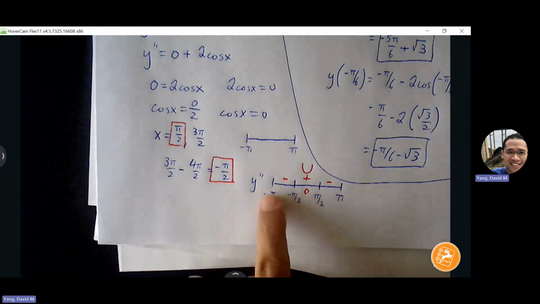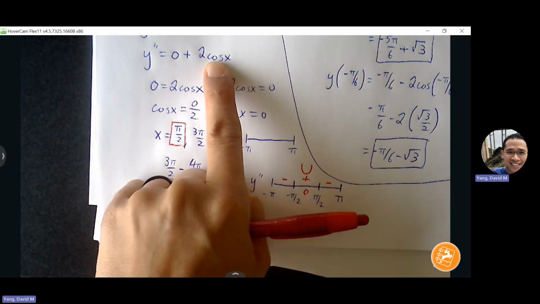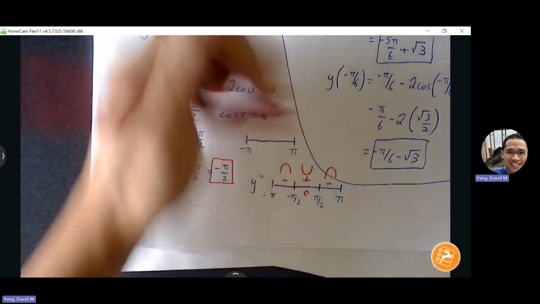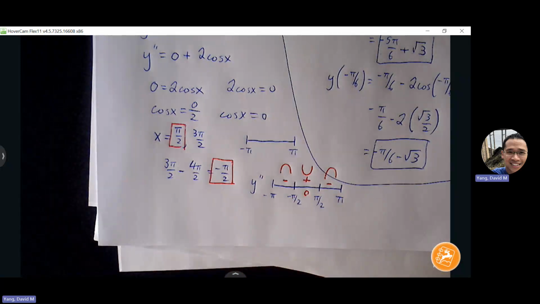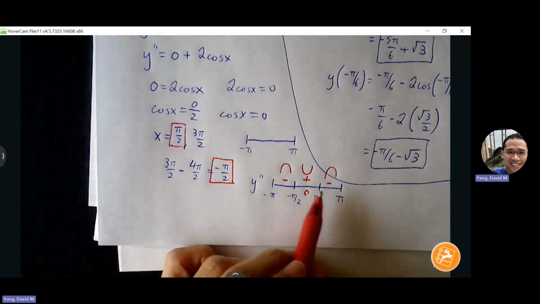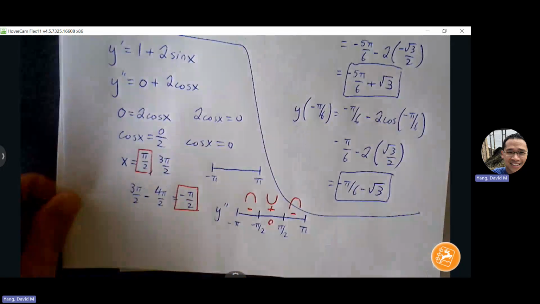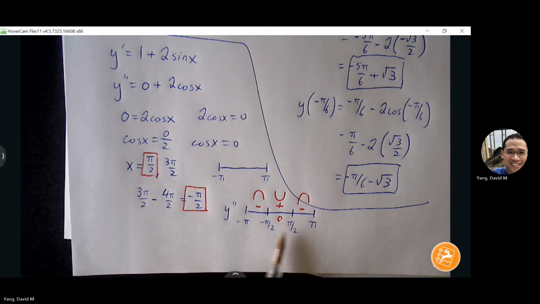Choose 3 pi over 4, and we're going to get a negative value there. So we're not required to test on those, right, just test one, and you can also use your graphing calculator to confirm your results. But yeah, I'll try to make it as easy as possible for you, but I also want to see these steps, right? So what can you expect at negative pi over 2 and pi over 2? There must be what? Points of inflection.